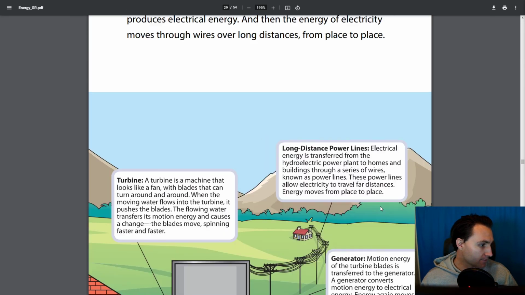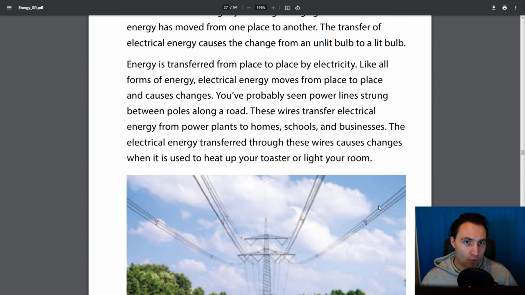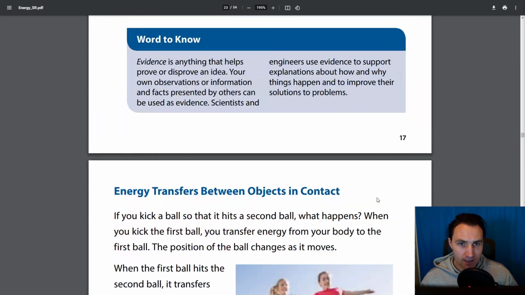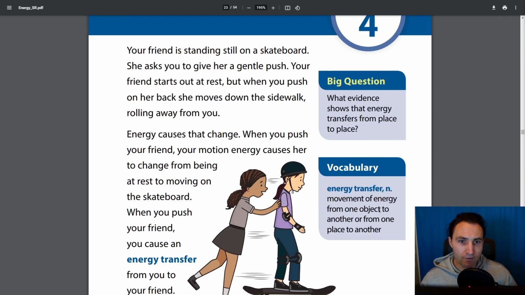And that is it for chapter 4. So before we end, let's go back to our big question and see what we learned. So what evidence shows that energy transfers from place to place?